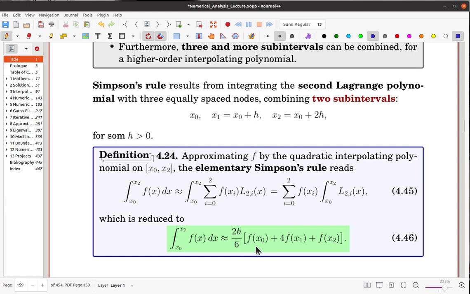One contribution from x0, 4 from the midpoint, and another one from x2. So there are a total of 6 contributions, divided by 6. So this portion is a kind of average height, and 2h is the interval length. This is the elementary Simpson's rule.